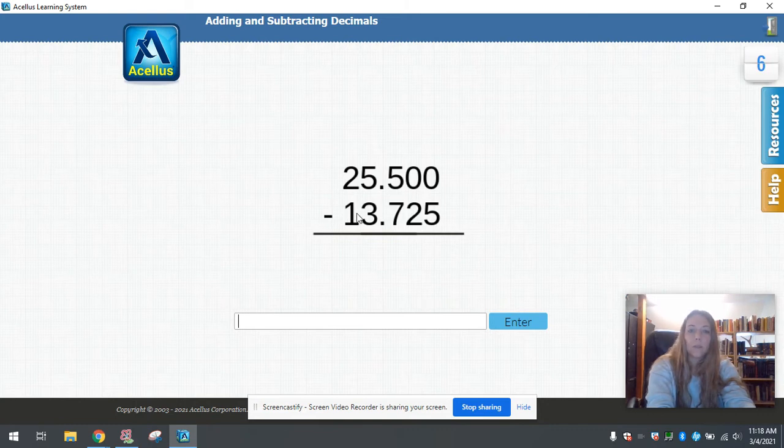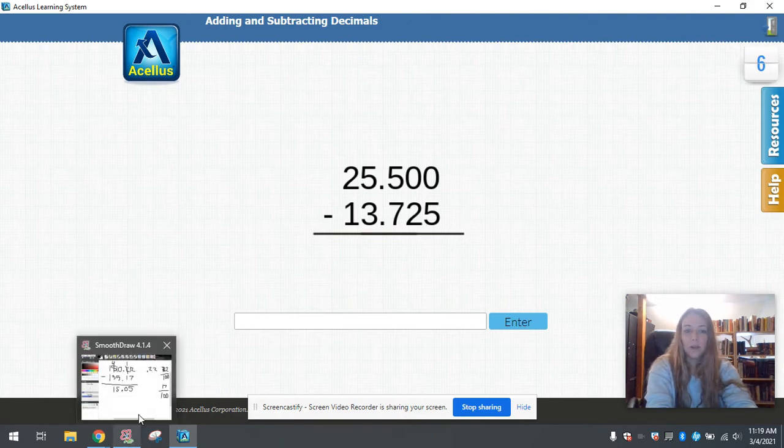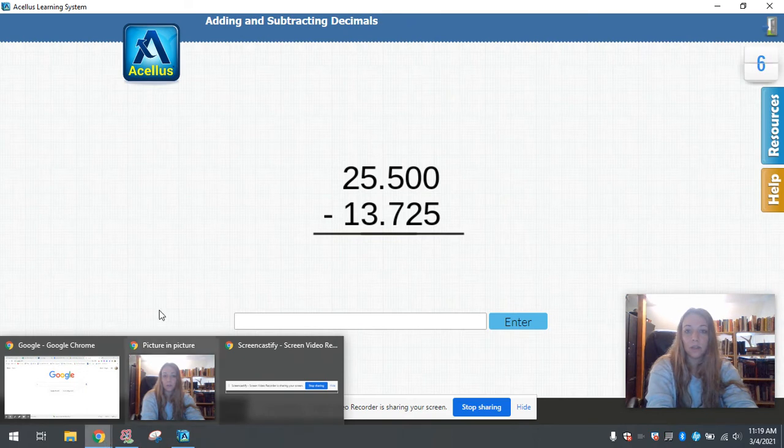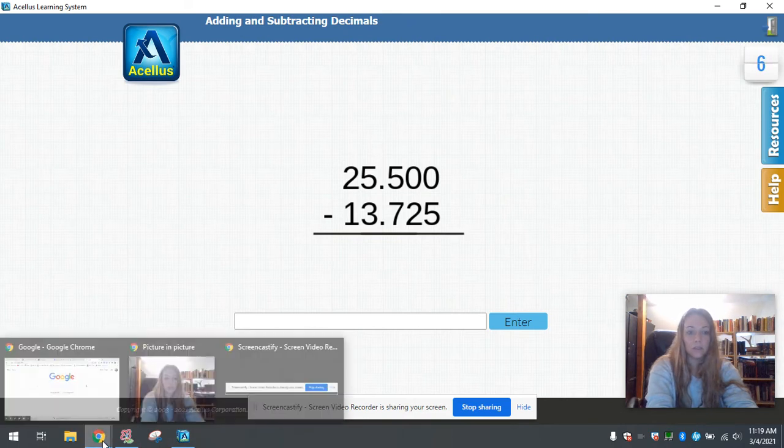Okay, 25.500 minus 13.725. Now, like I said, this is the tenths place. This is the hundredths place. This would be the thousandths place. So this would be 500 out of 1,000 if I wrote it as a fraction. I'm just going to plug this one in my calculator just to show you how it's done. It's an option.